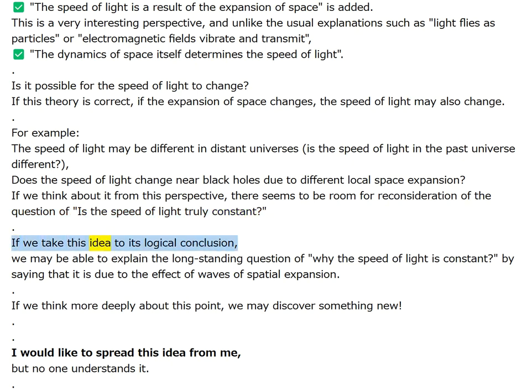If we take this idea to its logical conclusion, we may be able to explain the long-standing question of why the speed of light is constant by saying that it is due to the effect of waves of spatial expansion. If we think more deeply about this point, we may discover something new. I would like to spread this idea from me, but no one understands it.